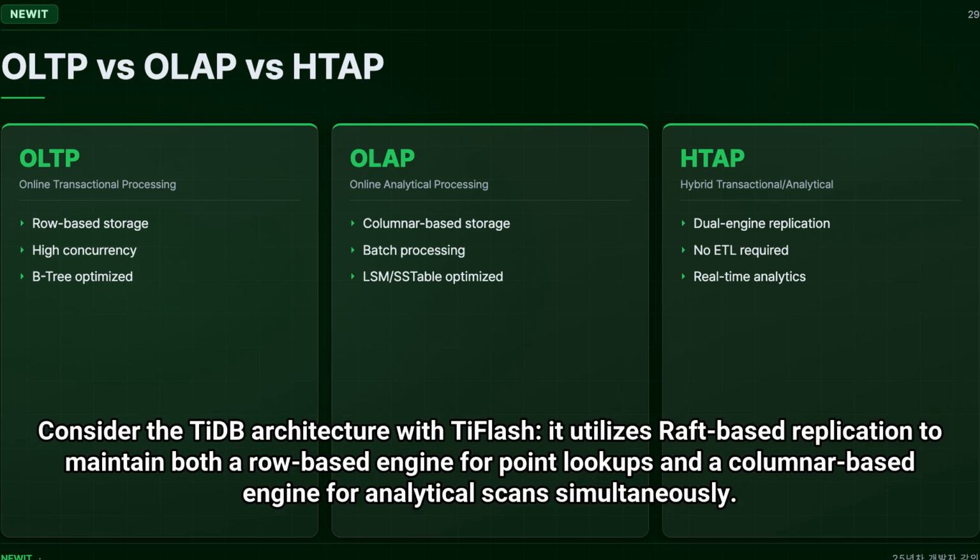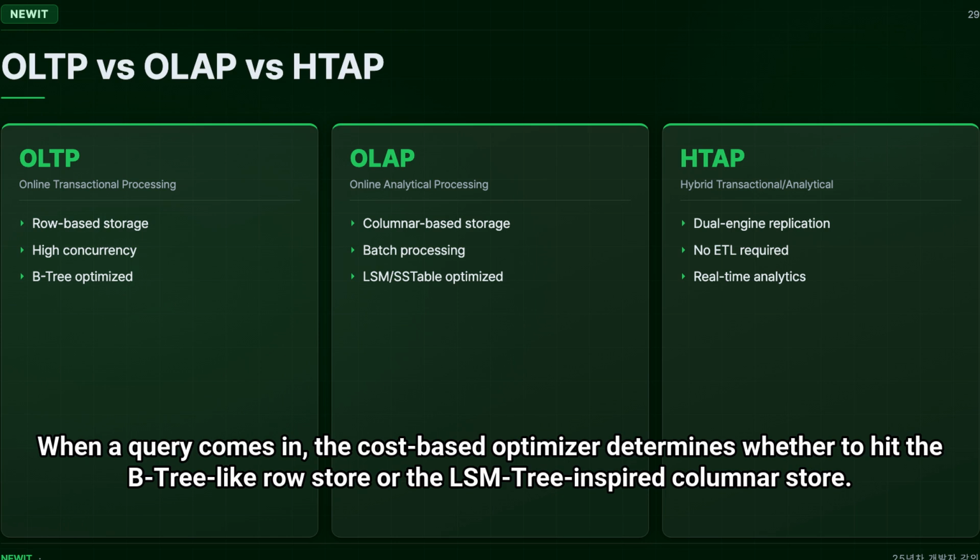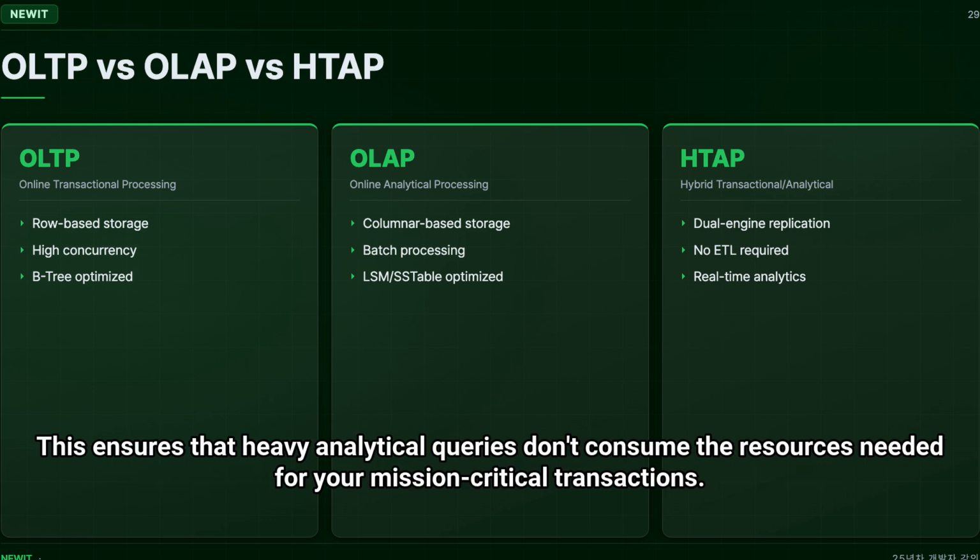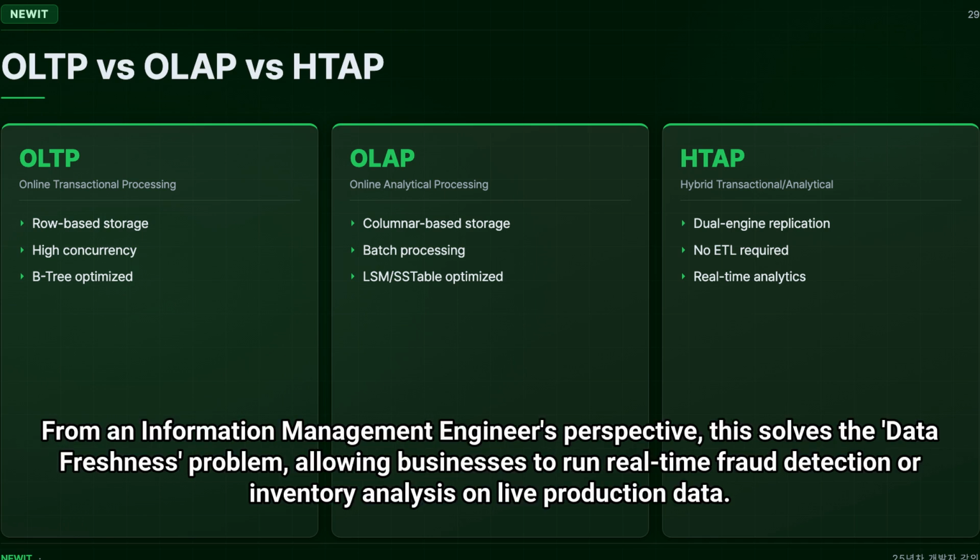It utilizes Raft-based replication to maintain both a row-based engine for point lookups and a columnar-based engine for analytical scans simultaneously. When a query comes in, the cost-based optimizer determines whether to hit the B-Tree-like row store or the LSM-Tree-inspired columnar store. This ensures that heavy analytical queries don't consume the resources needed for your mission-critical transactions.